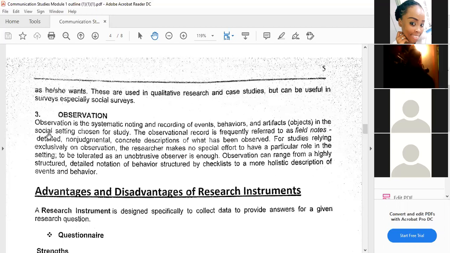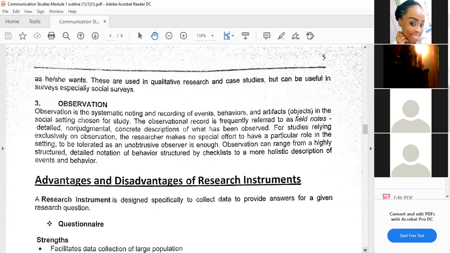Observation can range from a highly structured, detailed notation of behavior, structured by a checklist, to a more holistic description of events and behavior. So my research at the time was mixed. So we also had a checklist, but we also had room to really comment on our own experiences and how we felt in the environment. All right? So they can be structured by checklist, or they can be more holistic in description.